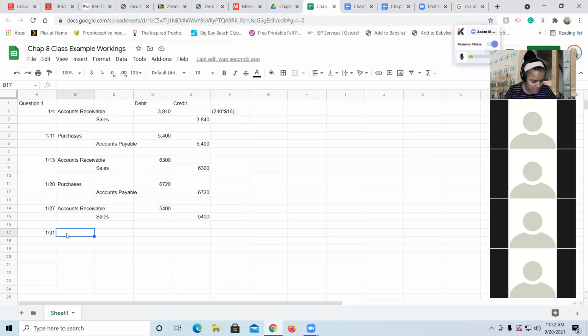Okay, so it's kind of like, I guess it feels logical, right? So one, you're going to record ending inventory. You're going to come up with some ending inventory amount, obviously as a debit, because you want it to be on the books for the next period.